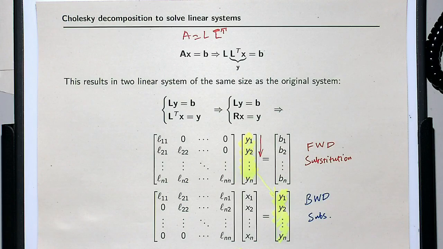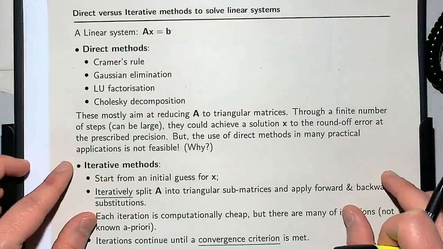Okay? Any question about LU and Cholesky decomposition? This is just important to grasp the idea why we are doing this decomposition. So with this, I have good news for you. This is like the end of the direct methods that we wanted to talk about. So I would like to have a summary and move on to the iterative methods.